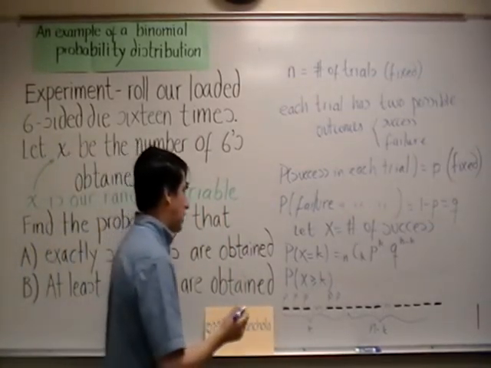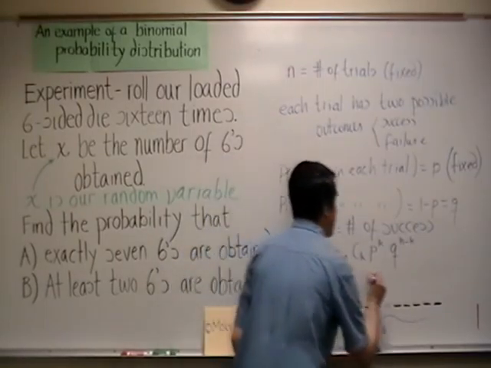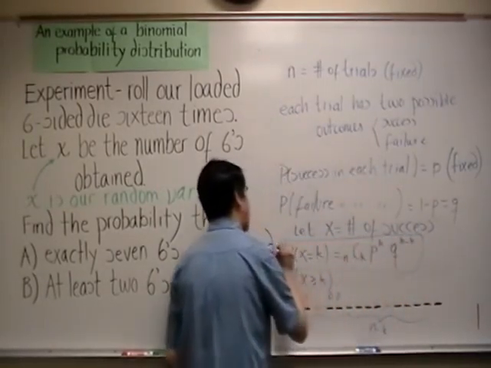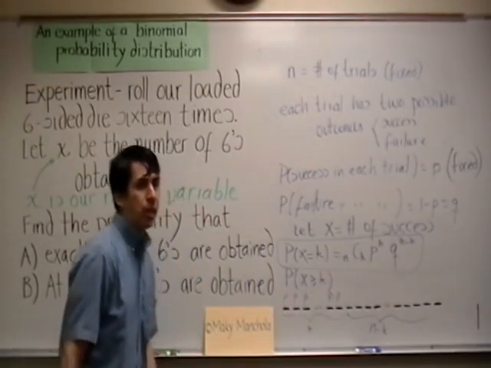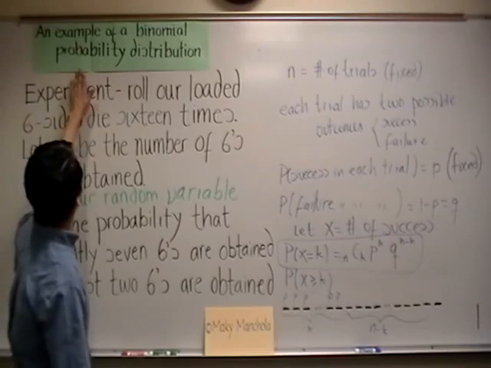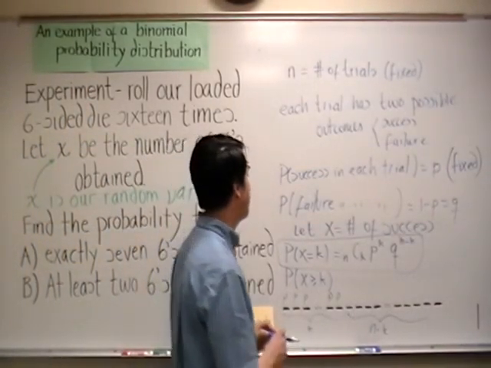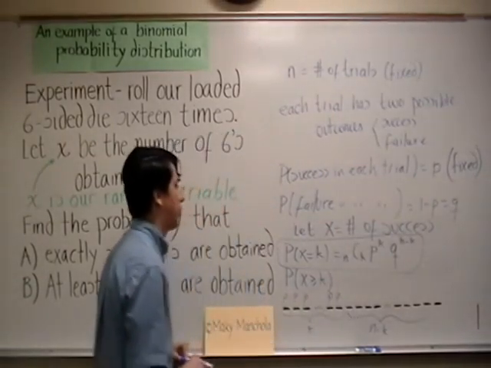Now, let's consider, so that gives us a formula. This is basically a general formula to find the probability that x equals k when your distribution happens to be a binomial distribution, a binomial probability distribution.